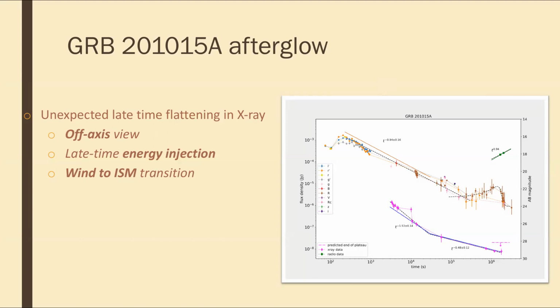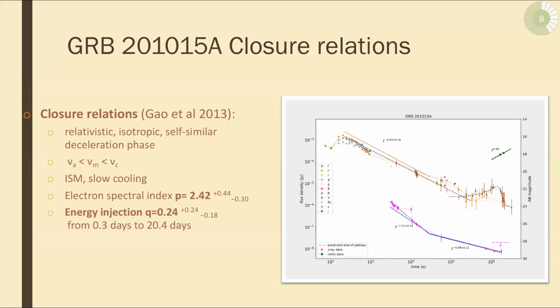The other thing could be the energy injection, which this line over here indicates, and a wind to ISM transition, which can also be described by the closure relations. So we've looked at both scenarios, and what we found was that energy injection shows a better fit to this data than the wind to ISM transition. The energy injection coefficient here fits best to 0.24, which is what we expect from a magnetar scenario. So I think the central engine could be a spinning magnetar.